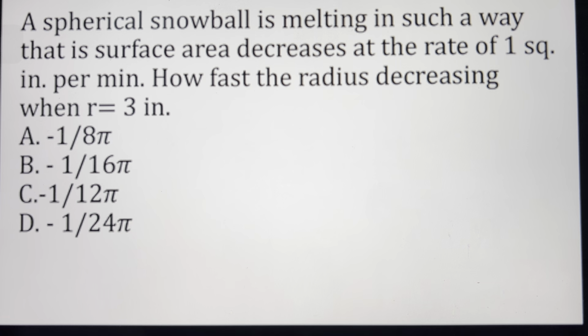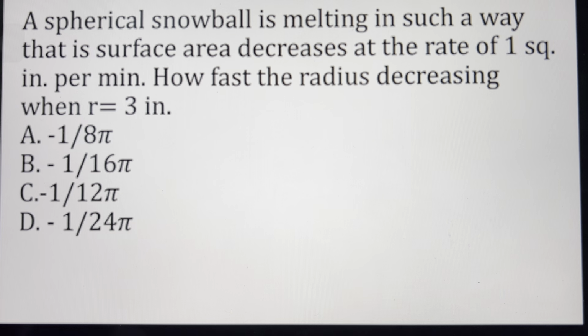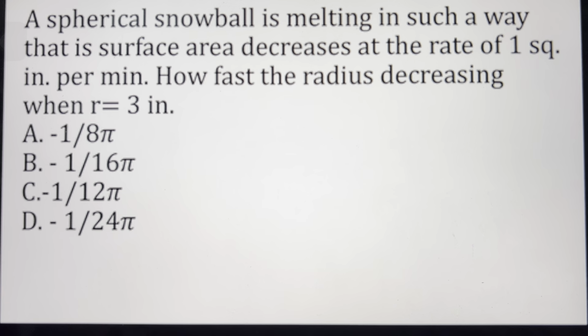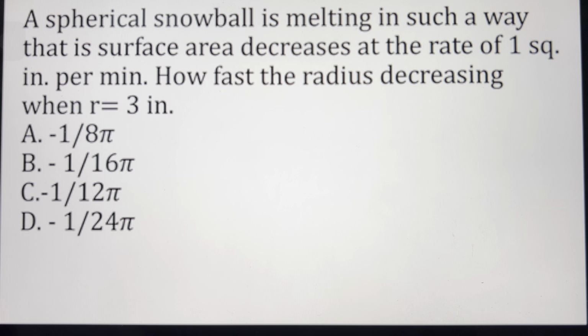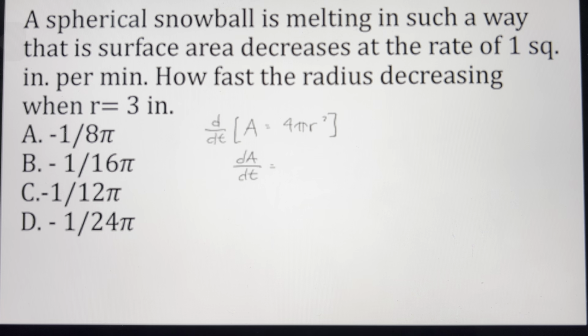A snowball is melting in such a way that its surface area decreases at the rate of 1 square inch per minute. How fast is the radius decreasing when r equals 3 inches? So we have here the surface area of a sphere, and that is 4 pi r squared. Getting the rate of change of both sides with respect to time, the rate of change of area with respect to time will be 8 pi r dr/dt.